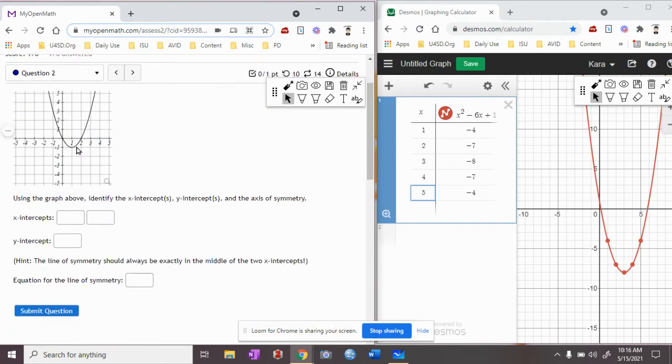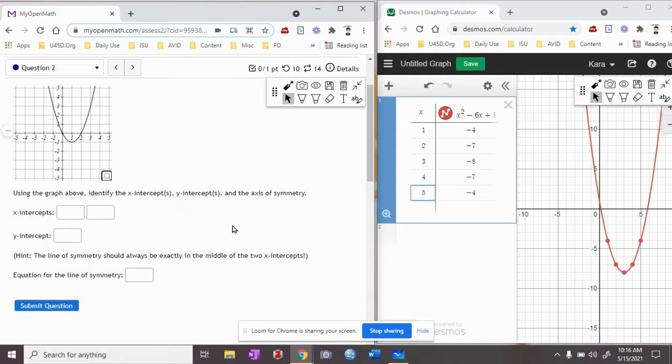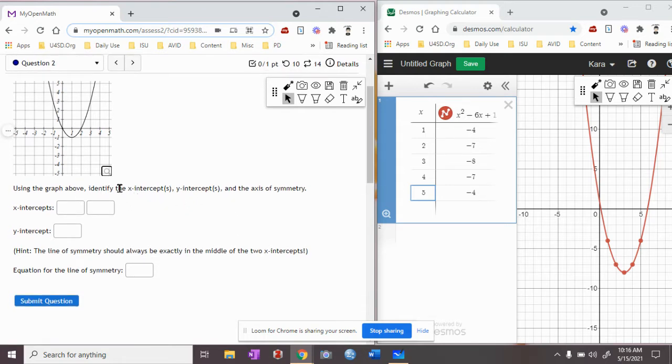where we are going to use the graph. And if you click here, it makes this bigger for you so you can see what's going on a little bit easier. Okay, so using the graph above, identify the x-intercepts where we cross the x-axis, the y-intercept or intercepts, and that's our vertical axis, and then our axis of symmetry. Where can we draw a line so our parabola is cut exactly in half?